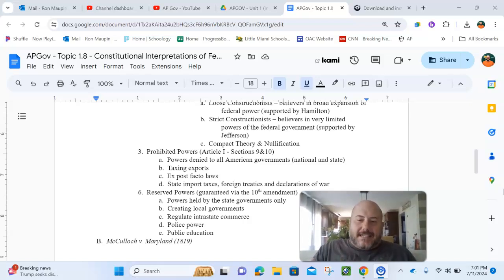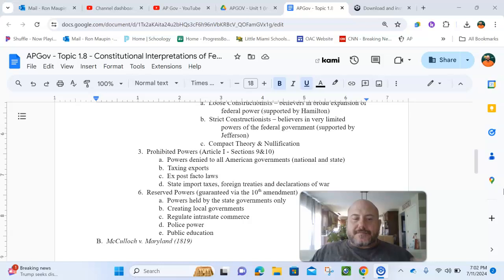So basically, it fits in that situation of, well, what if there's a power that's not mentioned in the Constitution? In other words, it's not given to the federal government, but it doesn't say that the states can't do it. Well, who gets to do it? The 10th Amendment is basically saying the states get to do it. Think of the powers that are not expressly mentioned in the Constitution for the federal government, and are not mentioned as prohibited for the states.